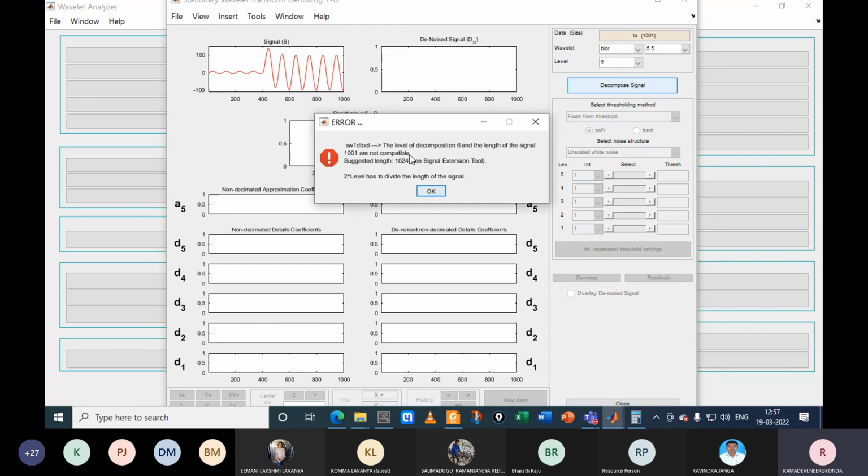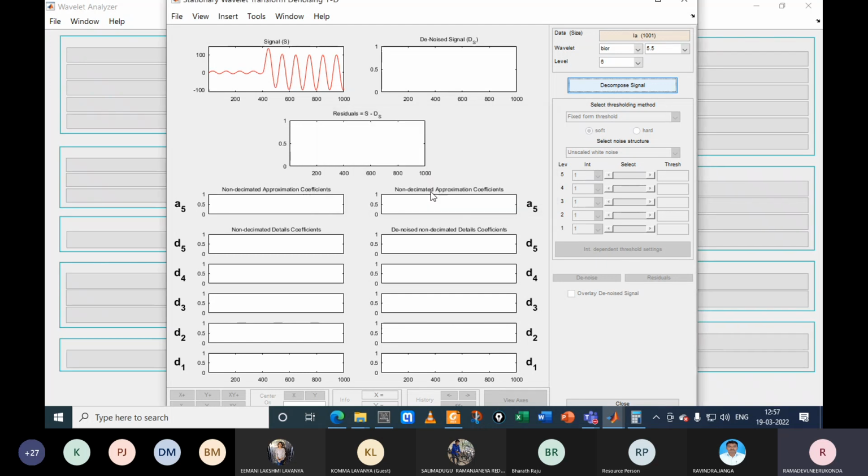But here the number of samples of this signal is not a power of 2, so that's why it's not given for analysis. The signal must always be represented with a power-of-2 number of samples. So instead of 1001 samples, we require 1024 or 1320. Like that, the power-of-2 values must be required as the samples. Otherwise, it's not decomposed.